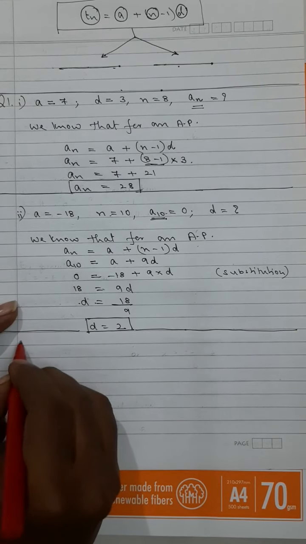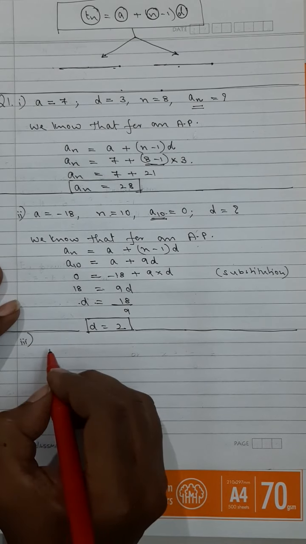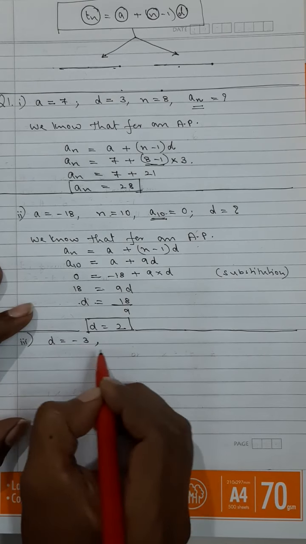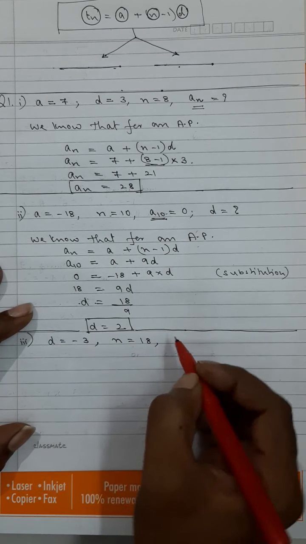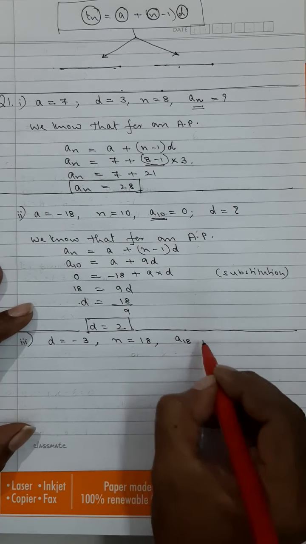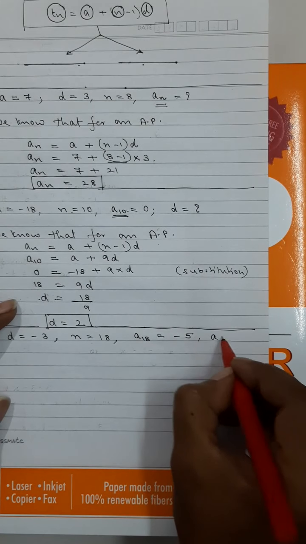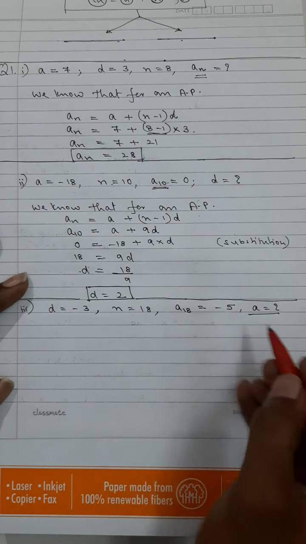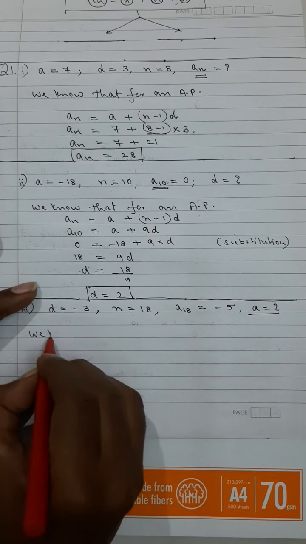Now let us go to the third one. In the third one, A is not given. D is equal to minus 3. It is a reducing progression. N is equal to 18 is given, and A18 is given, that is equal to minus 5. We have to find A, that is the first term. Of course, here again 3 terms are given and the fourth we have to find. It's very easily possible.